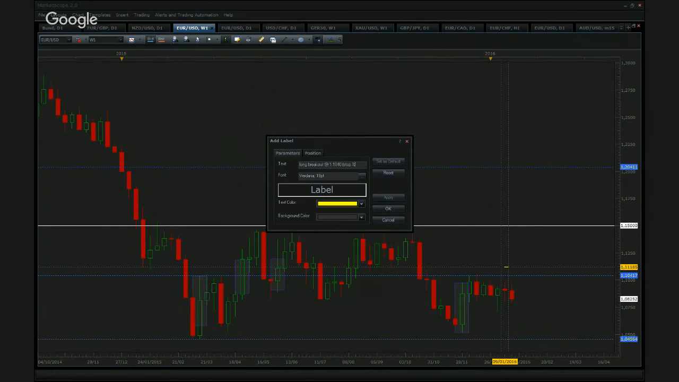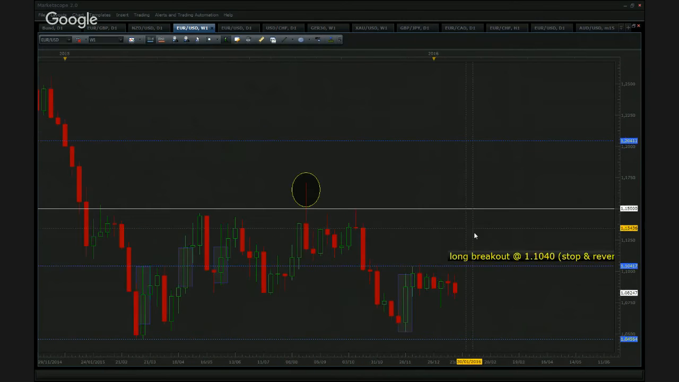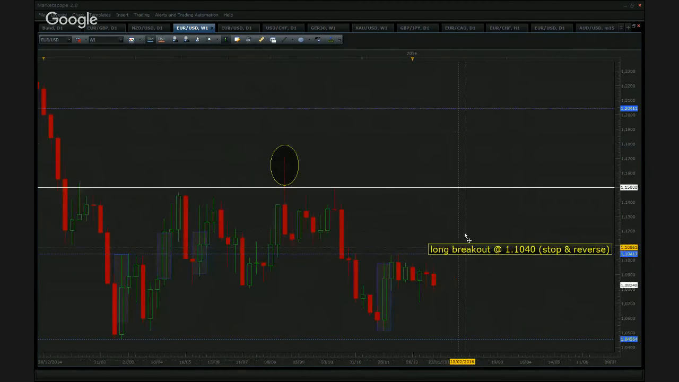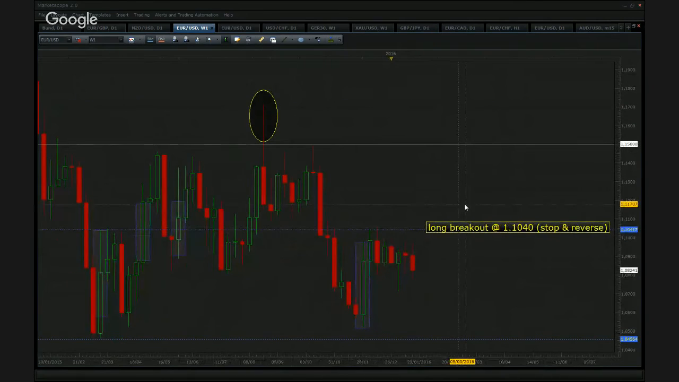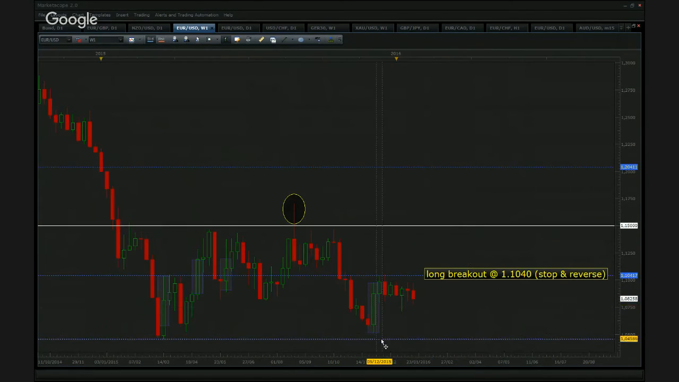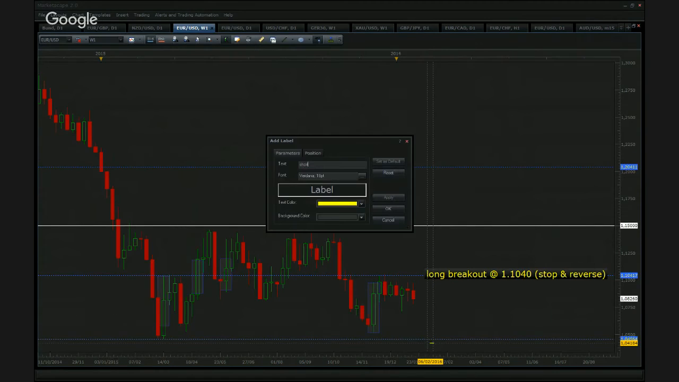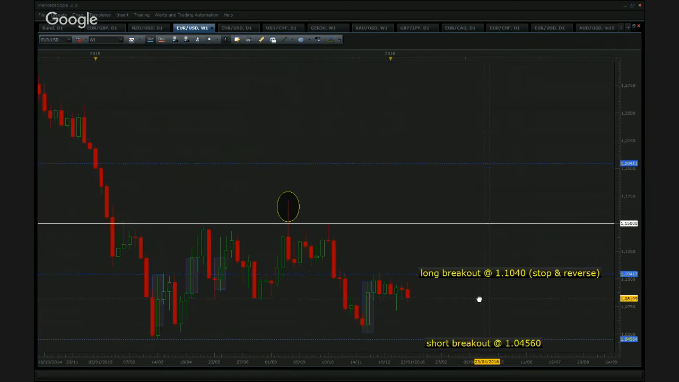Okay, I consider this to be more weak, more downside than upside, mostly because of the fundamentals. So I will go long here, but I will reverse if the prices are unable to continue to the upside. And then for going short, I will only go short if we make a new low below 1.045.